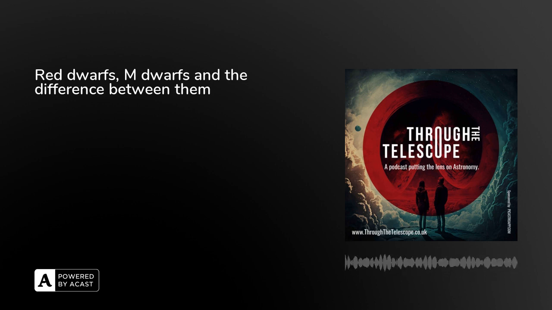So, Rose, today we're talking about red dwarfs or M dwarfs? M dwarfs. Okay. So, what are M dwarfs? M dwarfs are a spectral type of star that are very small stars.